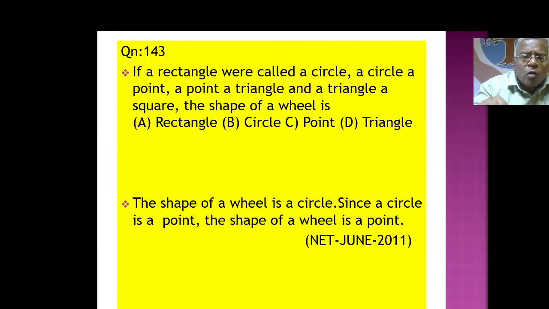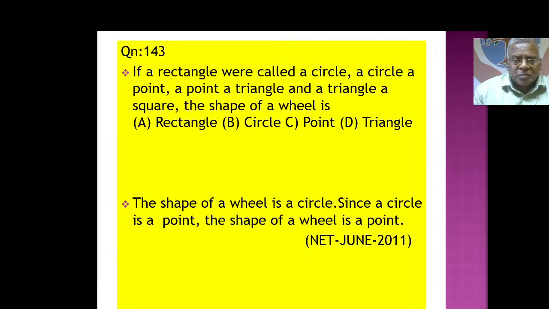How is circle coded? A circle is a point. Circle is a point according to the problem. Now what is the answer? The shape of a wheel is a point. Got the point? Logically it follows. I hope you have understood this.